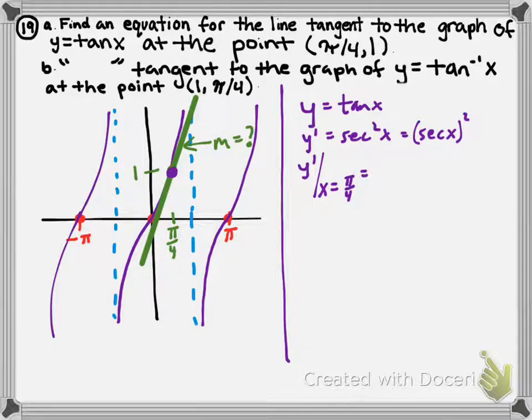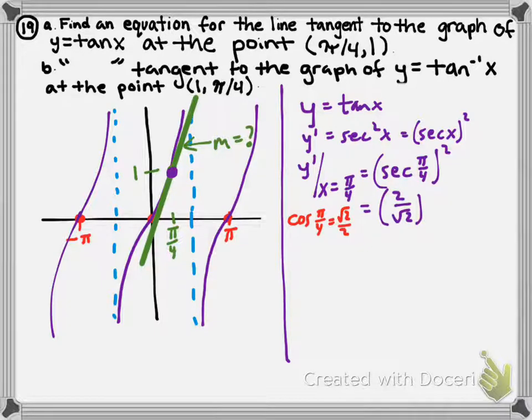And y prime, the derivative of the tangent, when x is equal to pi over 4 is the secant of pi over 4, quantity squared. Okay. Well, we know the secant is 1 over the cosine. We know the cosine of pi over 4 is equal to radical 2 over 2. So therefore, the secant of pi over 4 would be 2 over radical 2. Okay?